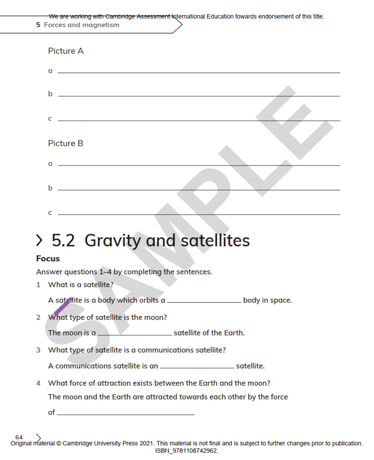What is a satellite? A satellite is a body which orbits a body in space. What type of satellite is the Moon? The Moon is a satellite of the Earth. What type of satellite is a communications satellite? A communication satellite is a satellite. What force of attraction exists between the Earth and the Moon? The Moon and Earth are attracted towards each other by the force of gravity.